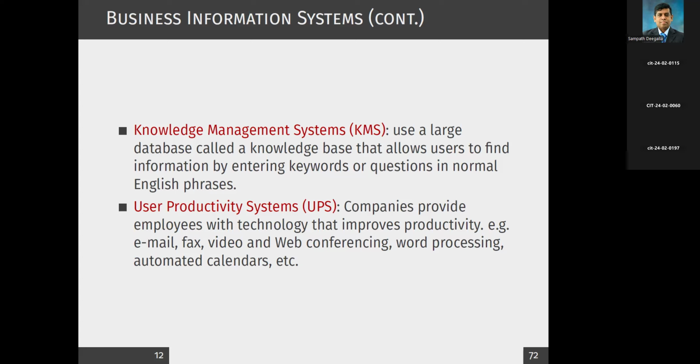Last one is very simple. It's called user productivity systems. So for example, email, video conferencing, word processing. These are software we use to improve employees' productivity, right? So that comes as a user productivity system, right?